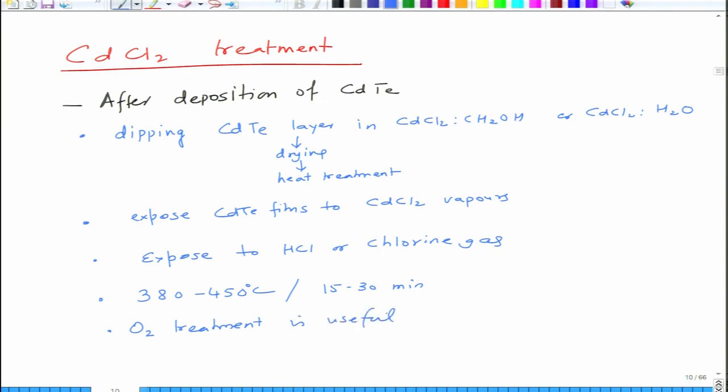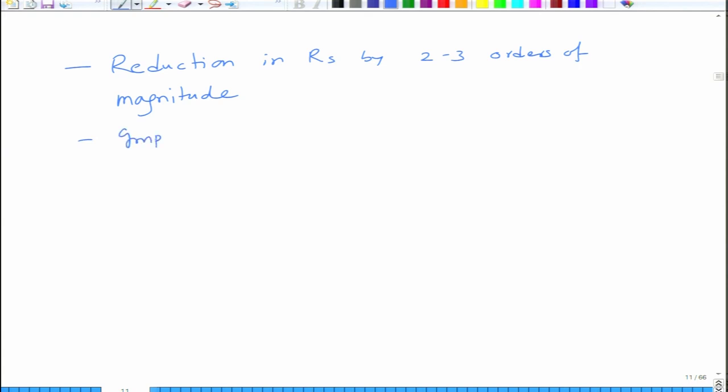So all these things lead to a reduction in the sheet resistance. So what you obtain is a reduction in sheet resistance by about 2 to 3 orders of magnitude. Remember, it is not 2 to 3 times, it is 2 to 3 orders of magnitude, okay. So if it was 1000 earlier, it will become 10, okay. And they also improve the shunt resistance, and as a result JSC and VOC improve. Also the fill factor.